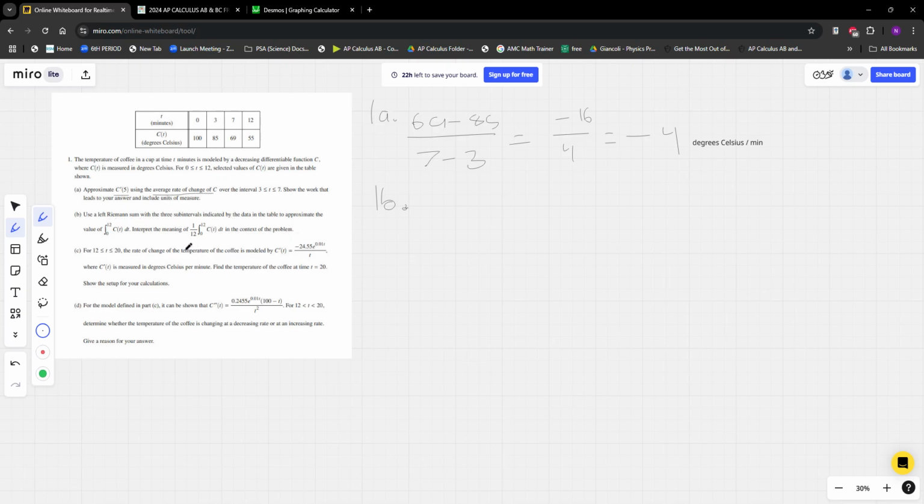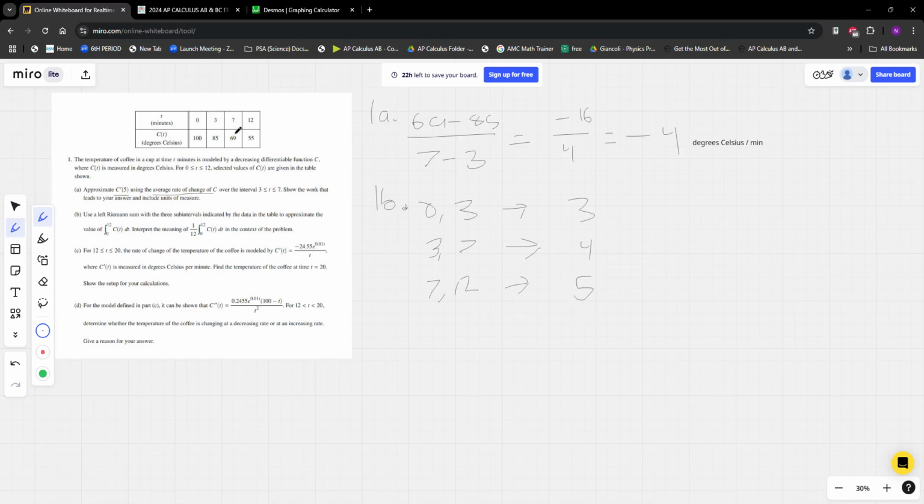So 1B says approximate it using the left Riemann sum with 3 subintervals, and it also says interpret the meaning of this. So let's do the first part of 1B. Let's just identify our intervals. It's 0 to 3, 3 through 7, and 7 to 12. And the widths of the intervals are 3, 4, and then 5.